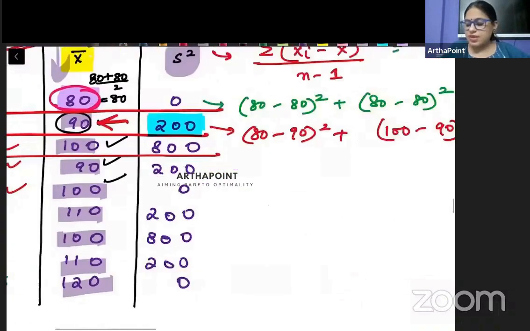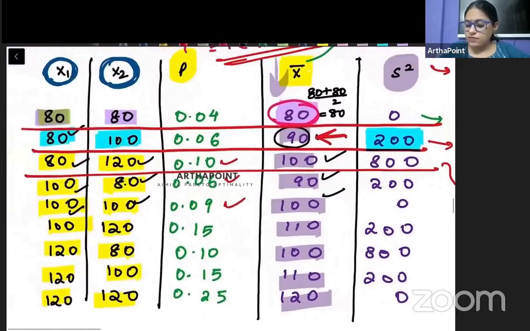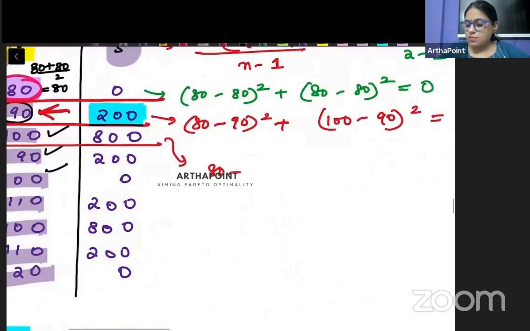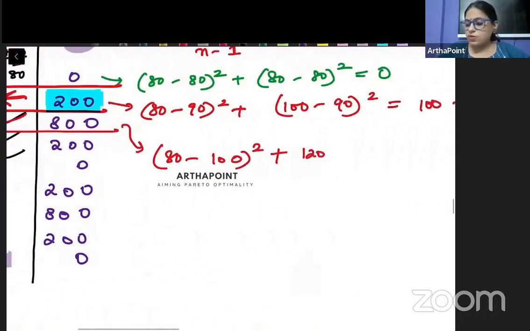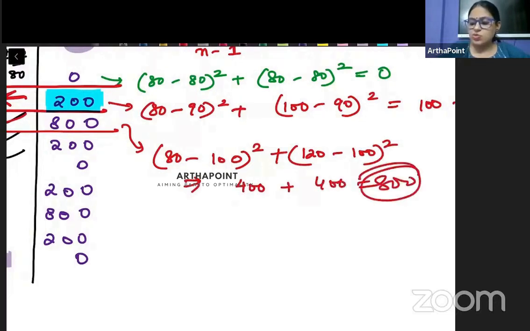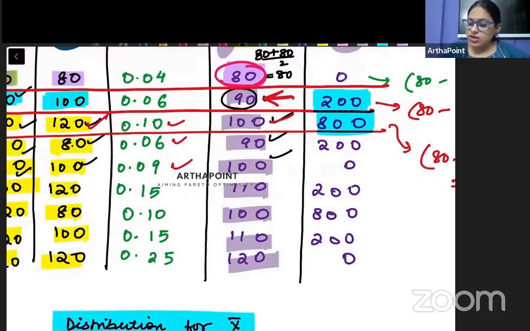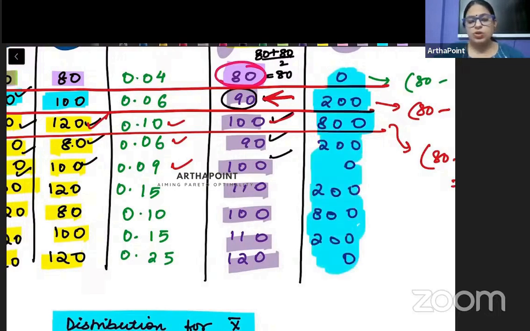So now in this case we will see. So what do we find out? We see 80 minus 100 whole square plus 120 minus 100 whole square. So this will give me minus 20 square, that means 400, and 20 square, that means 400. So 800, that's this value. Again, beta, I am leaving it up to you. In similar fashion, you will be able to find all these variances. So these are the individual sample variances.